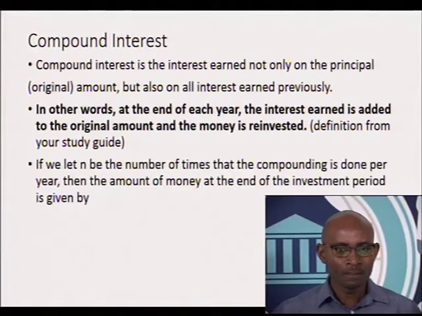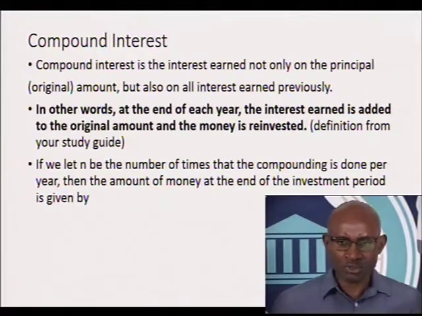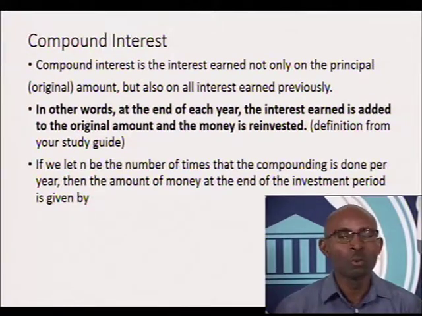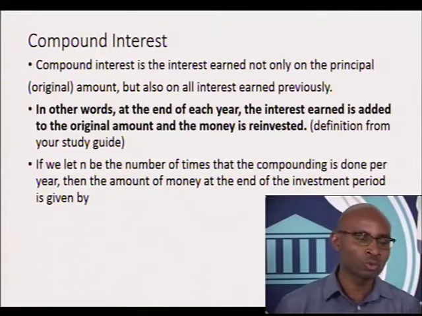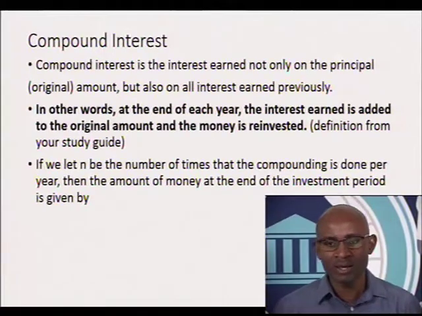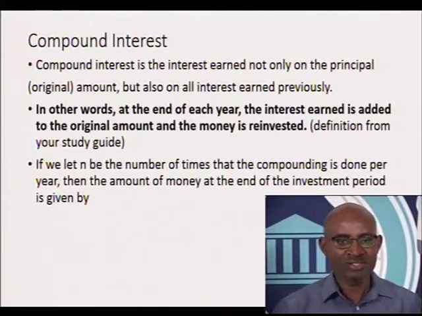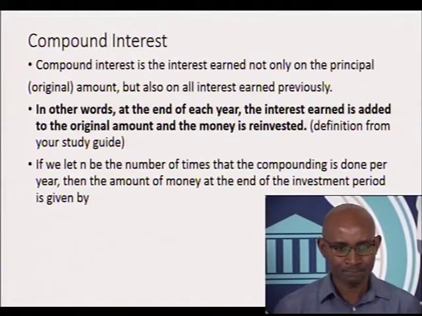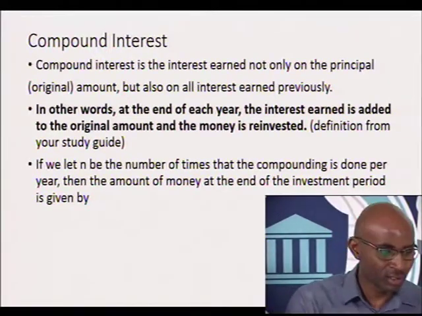Now, let's suppose, and of course, in this case, it's possible that the compounding is done more than once in a year. Your bank might be generous and say we'll do the compounding twice in a year, or 3 times or 4 times in a year, or we'll even do it monthly. So let's suppose that n is the number of times that the compounding is done per year.